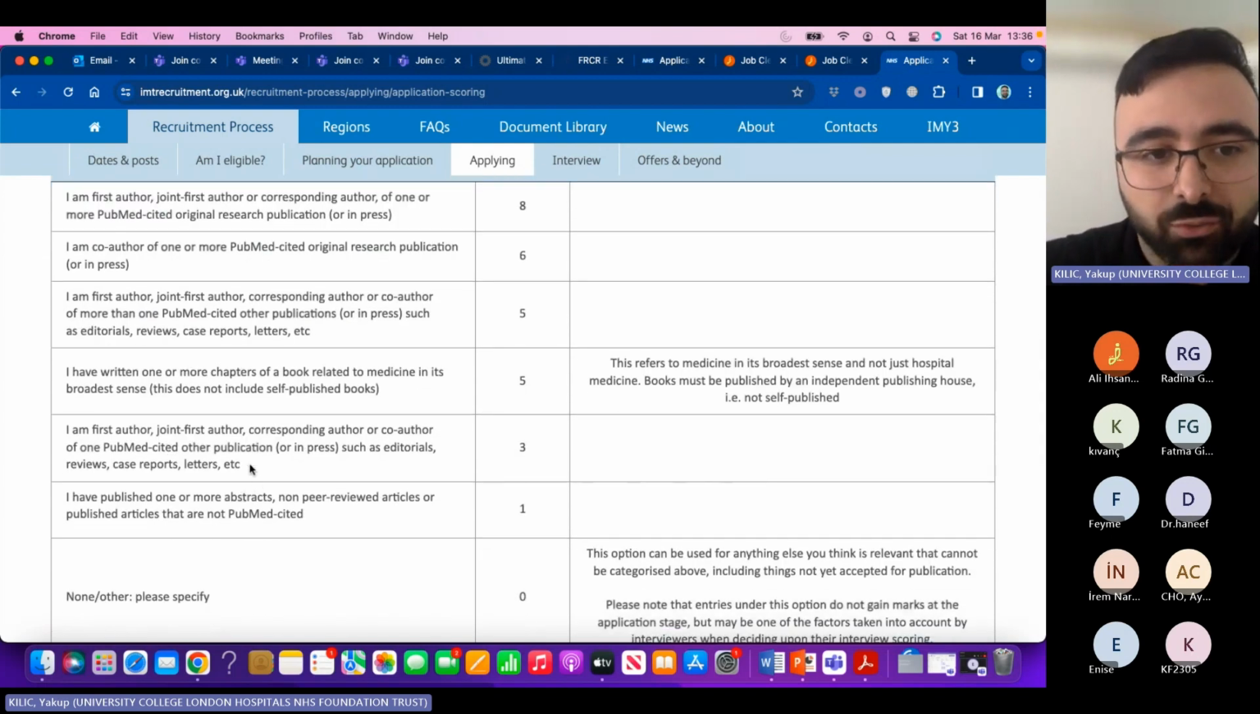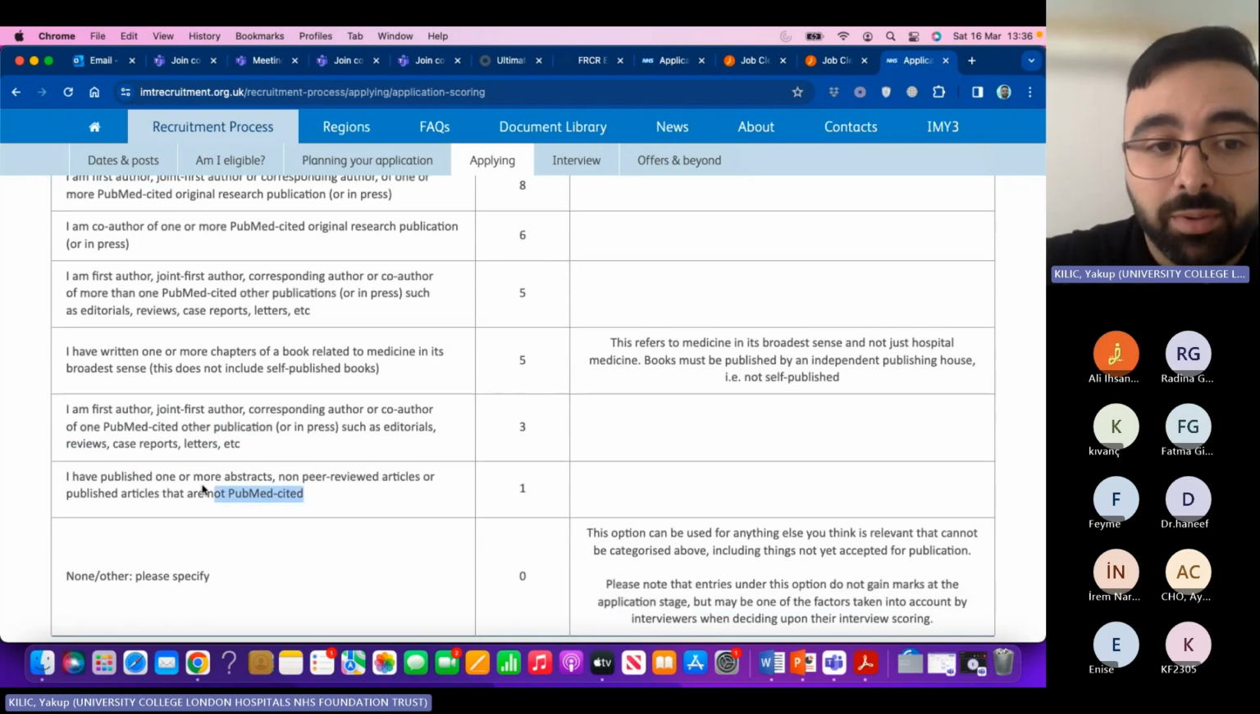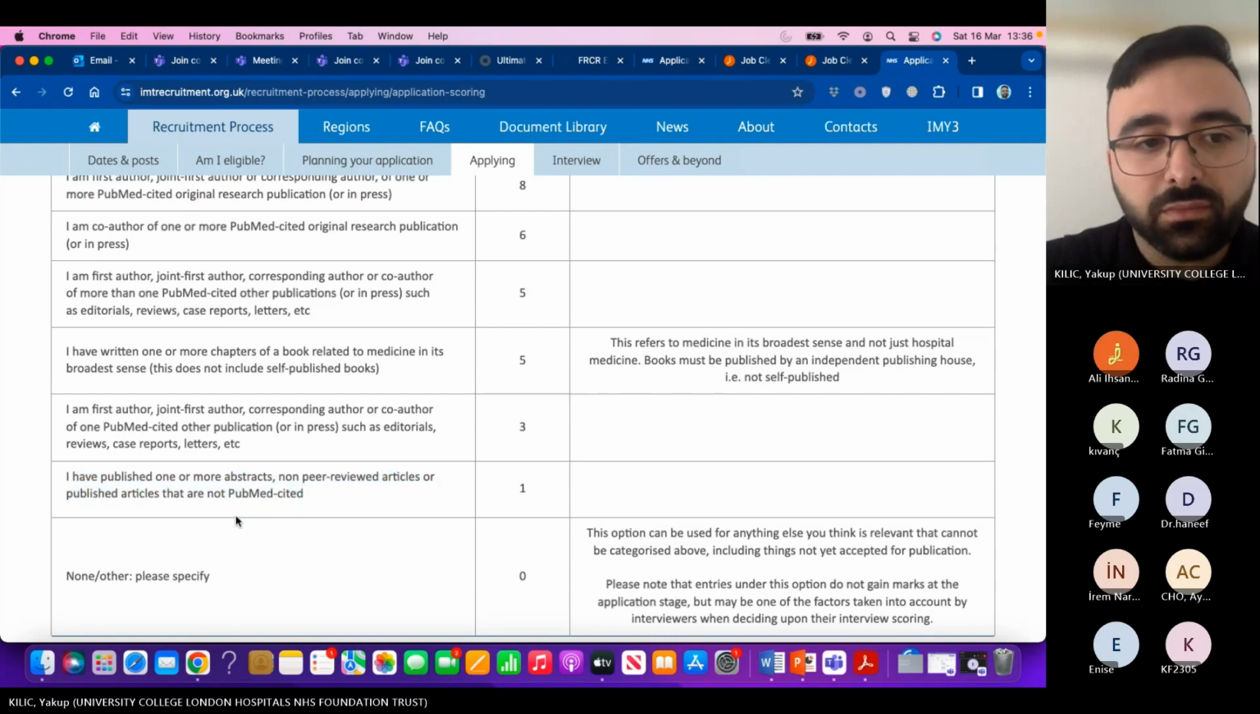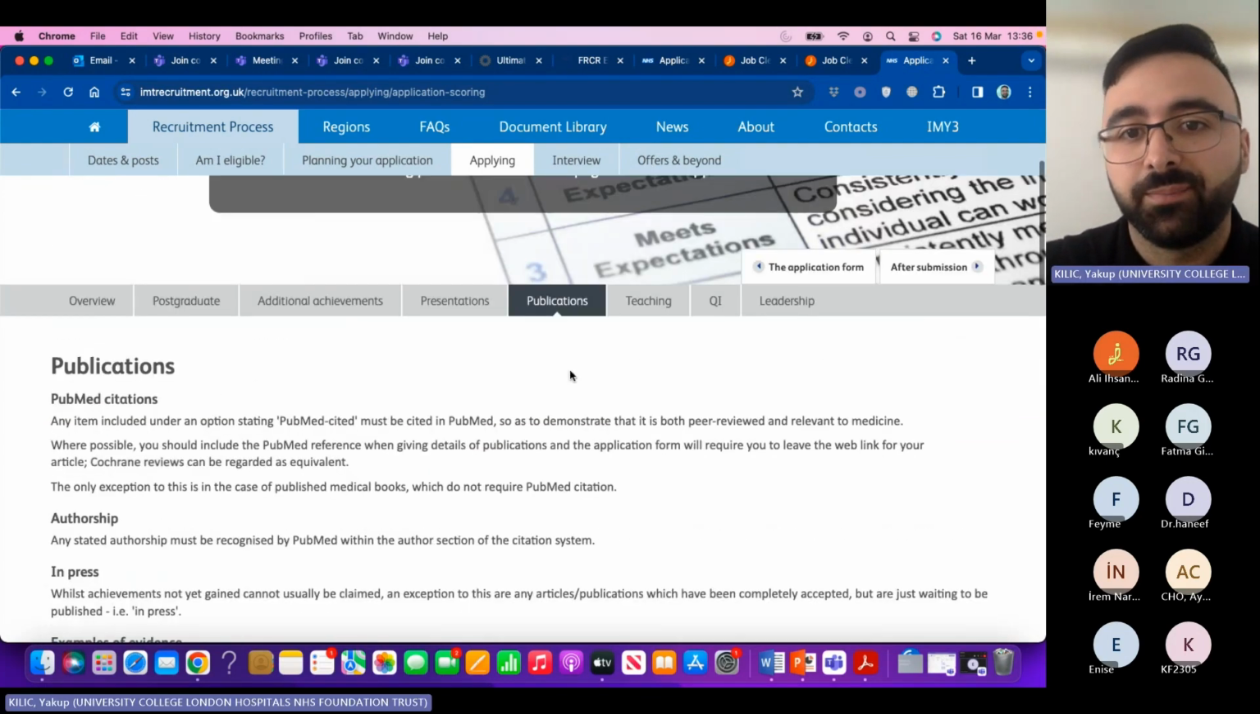But even things like case reports, as long as they're cited, that will get you 3 points. And even non-PubMed cited now, I think, can get you a point as well. So any research you've had, guys, include it. It will make a difference.